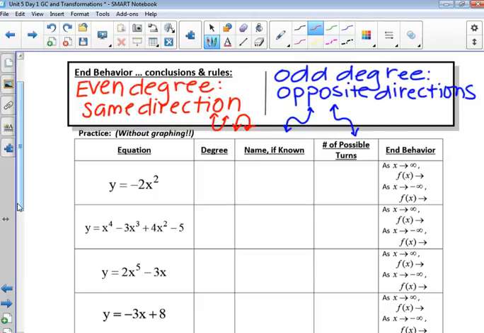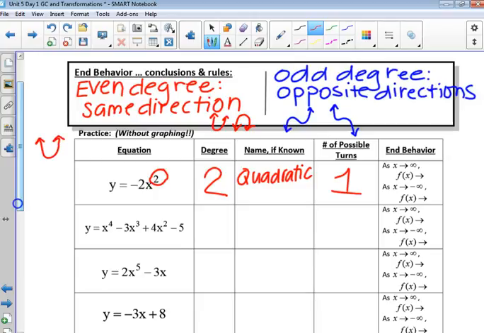So let's look at this one as an example. What is the degree of this function? 2. Highest degree is 2. That's what we mean by degree. What do we call this, if it's x to the second? Quadratic. Okay, so you guys know this. What's the number of possible terms? Just one.